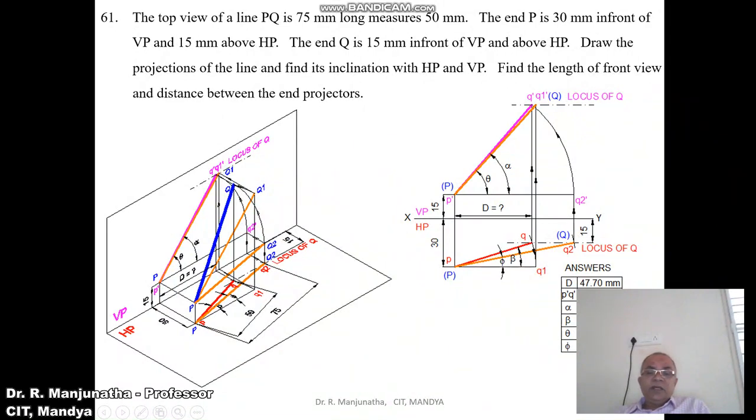So this is how you will be able to solve this by using the sketchbook.